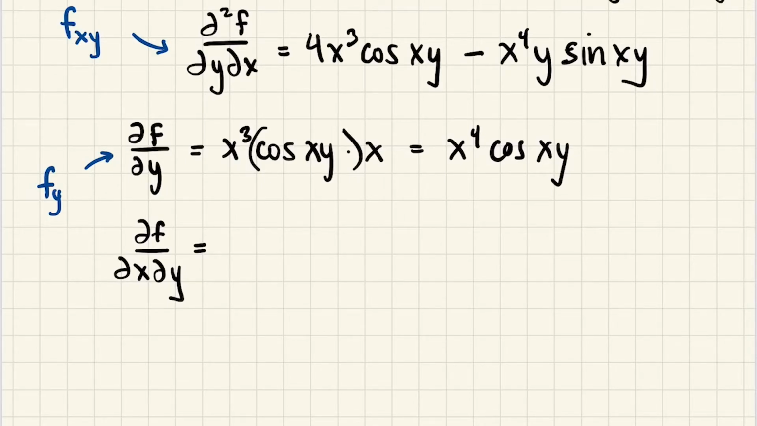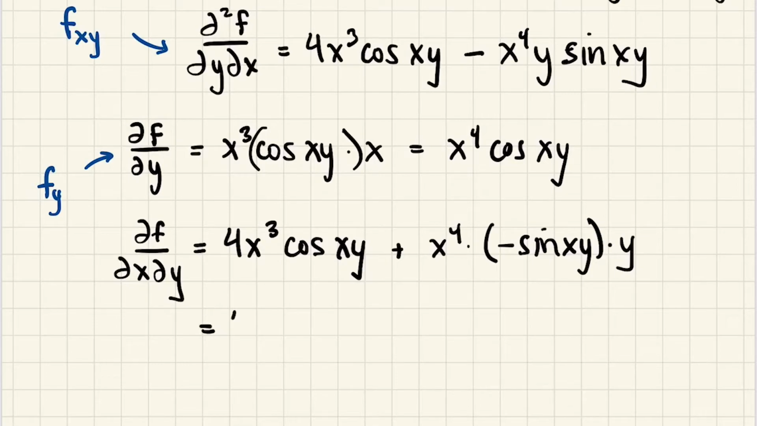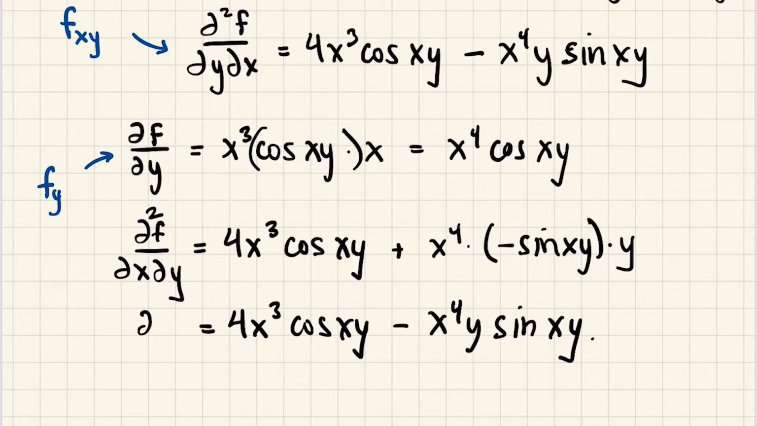So, okay, we need the product rule here. Derivative of x to the 4 is 4x cubed multiplied by cosine of xy plus x to the fourth times the derivative of cosine of xy, which would be negative sine of xy, times the derivative of xy with respect to x, which would be y. So what we get is 4x cubed cosine of xy minus x to the fourth y sine of xy. So that's our second partial of f with respect to y followed by x. And we could write this using this notation, f subscript y followed by x.